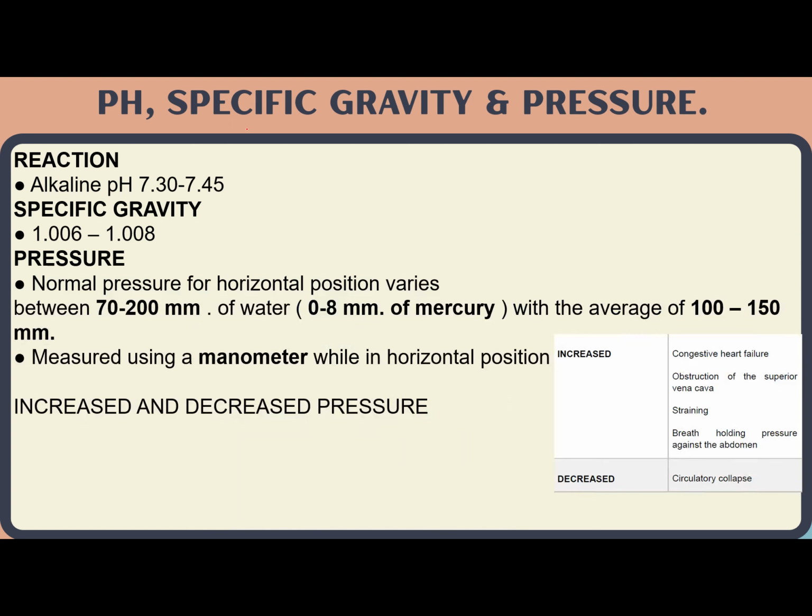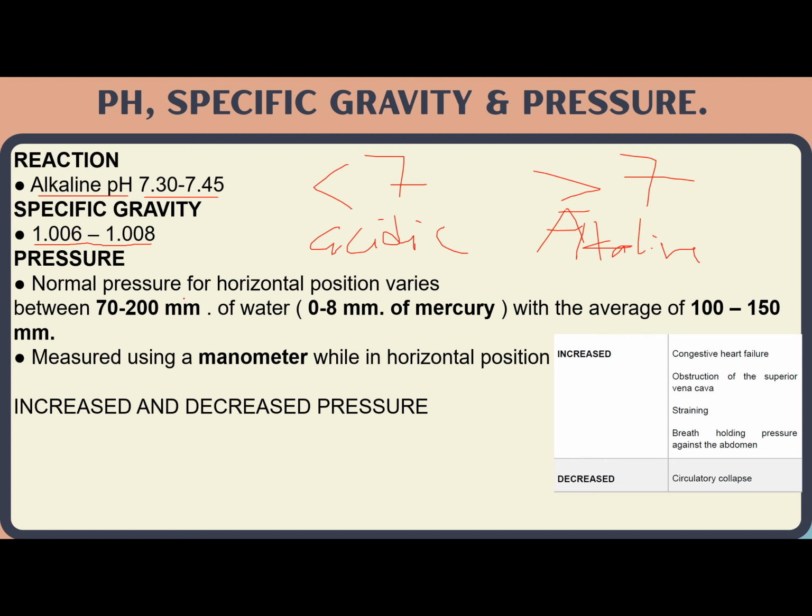Then let's talk about the pH, specific gravity, and pressure of your CSF. The normal pH of your CSF is usually alkaline, 7.30 to 7.45. Di ba pag less than 7, acidic. If it's greater than 7, it would be alkaline. So the normal pH, class, is 7.30 to 7.45. Well, the specific gravity naman, class, CSF specific gravity would be around 1.006 to 1.008.